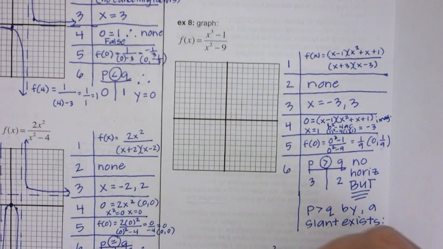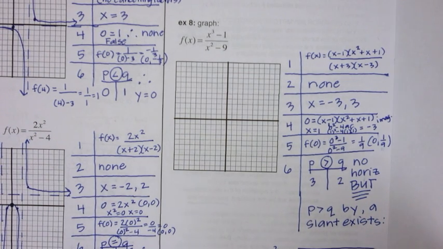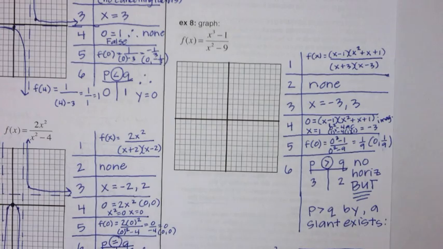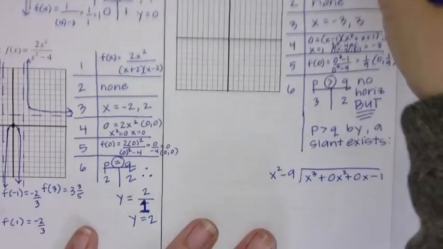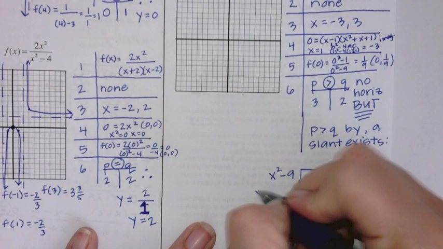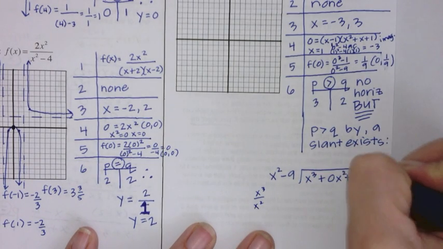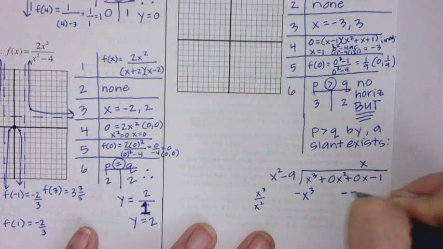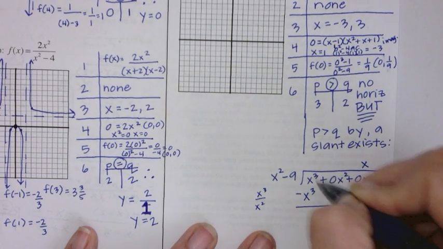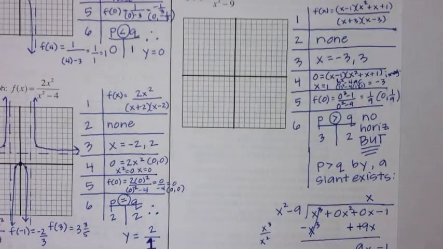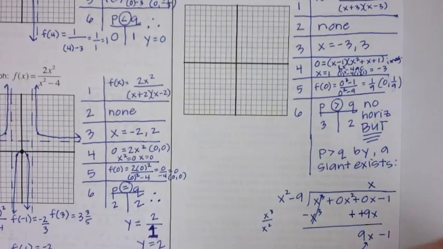We're going to take that long division that we've already practiced, and because I don't have all the powers of x, I'm going to write them in there with zeros in front. So x cubed over x squared is x, and then minus x cubed, and then minus negative 9x. Those cancel, plus 9x minus 1. This is actually going to be disregarded because this is my remainder.